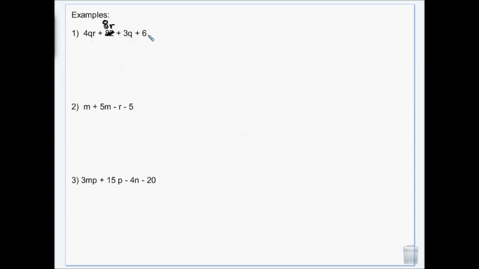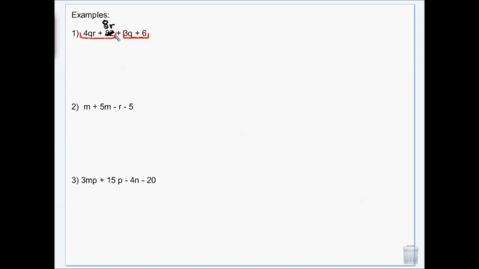And then 3Q plus 6 have 3 in common. Or I could have grouped the 4QR and the 3Q together because they had a Q in common. So there's more than one way to group it. I'm going to just keep it the way it is because these already have stuff in common. So this will be one group and this will be the second group. These are my two groups.